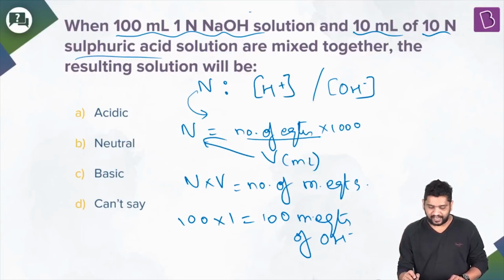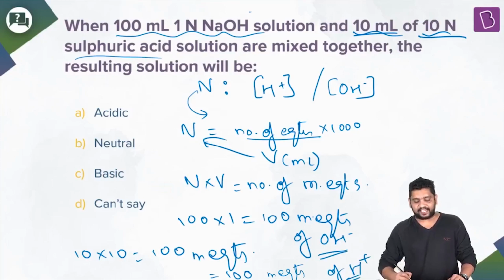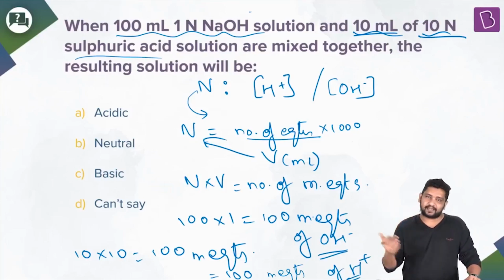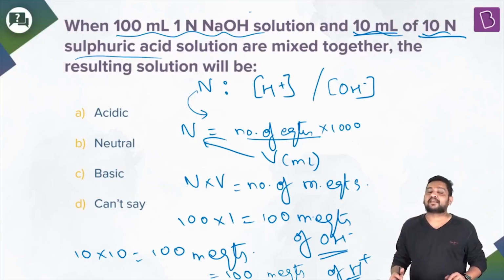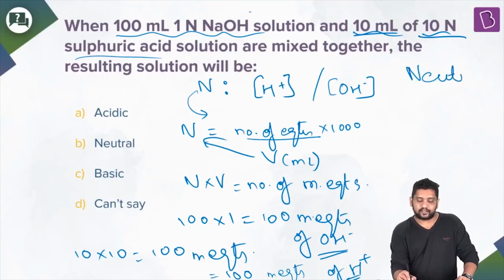So as far as the acid is concerned, it is 10 normal, and 10 ml is what you have. So 10 into 10 would mean that you have 100 milli equivalents of acid, which is the same as saying 100 milli equivalents of H plus. Right. So what you can see here is that OH minus and H plus are present in equal number, right? So the number of millimoles is the same, the number of milli equivalents of base is the same as the number of milli equivalents of acid. So they are going to neutralize each other. So what we are going to get is, of course, a neutral solution.